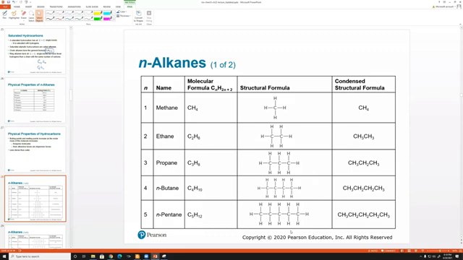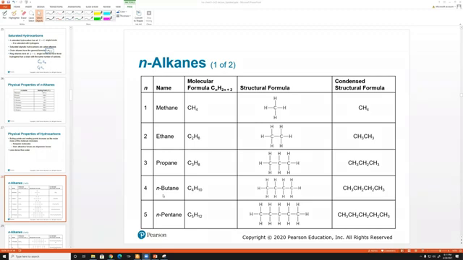Now, the reason why it says this N is that it stands for normal, meaning the straight chain version of butane or pentane.